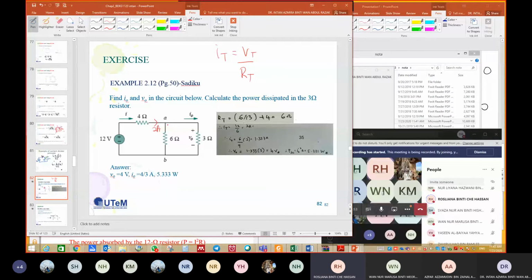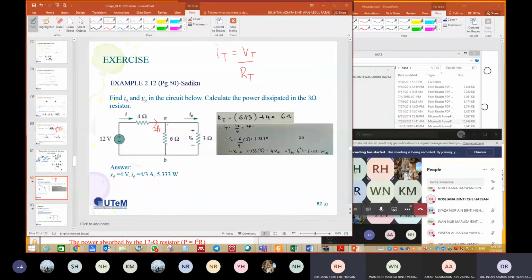Why do we find the I total? Because we want to find I naught. Yeah, because we want to find I. Because we want to use the current divider principle.